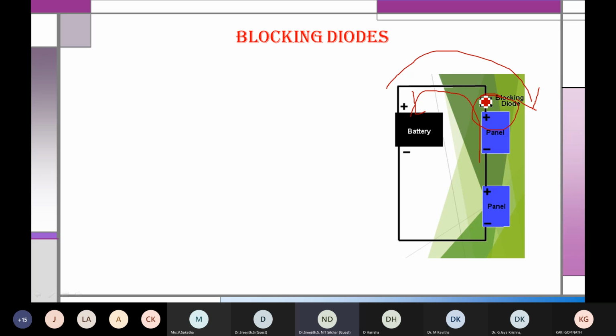You can see the direction of the diode. It will allow current to flow only in this direction. In the reverse direction, current won't flow. So only when the solar panel is working does current flow from the panel through the diode to the battery. When there is no output from the solar panel, the diode itself is reverse biased, so you don't allow reverse power flow. That is why it is called a blocking diode. You can see each and every panel comes with these blocking diodes.